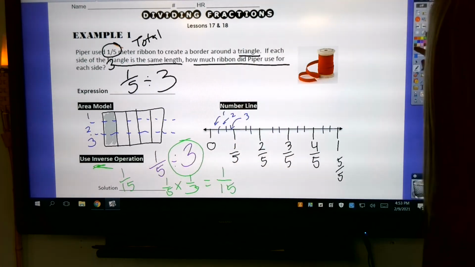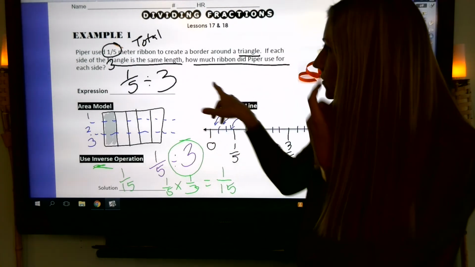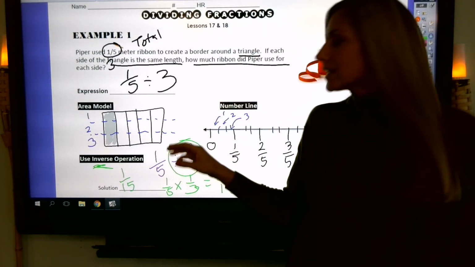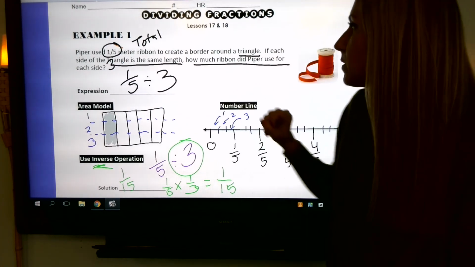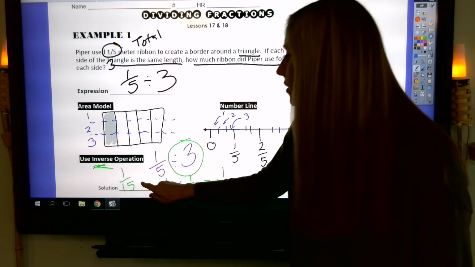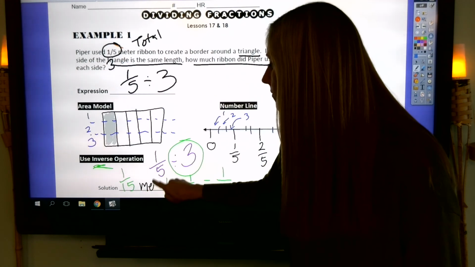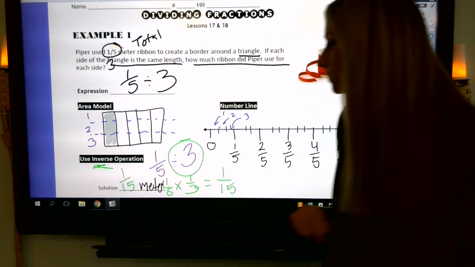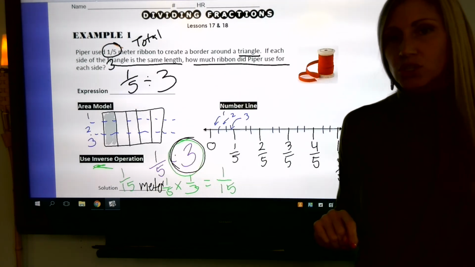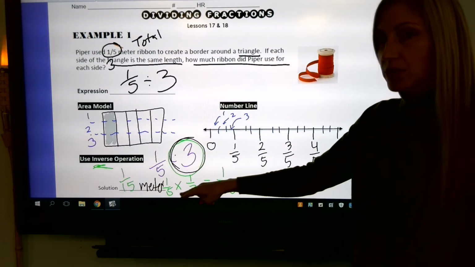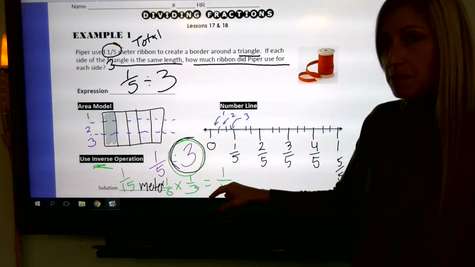Now, of course, we need a label, and then we'll talk about these models. How much ribbon? Well, don't say ribbon. How is the ribbon being measured? And it's being measured by meters. So it's 1/15 of a meter, or you could just say meter as well. Okay, so the big thing here for the inverse is switching over to the inverse operation and inverse number.